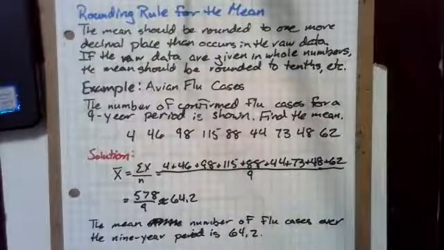Here's a rounding rule for the mean. The mean should be rounded to one more decimal place than occurs in the raw data. If the raw data are given in whole numbers, the mean should be rounded to tenths and so on.